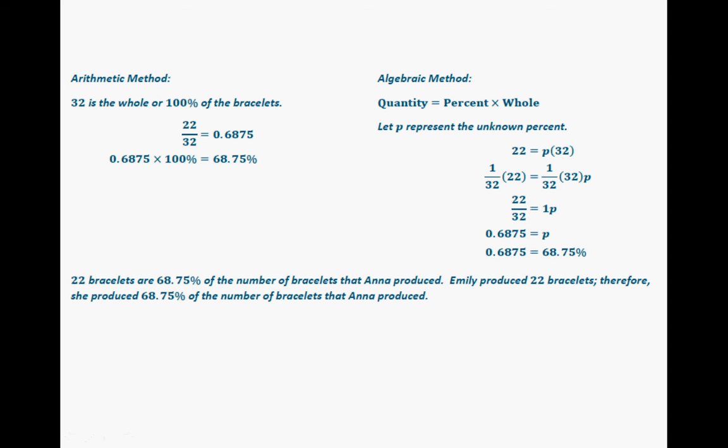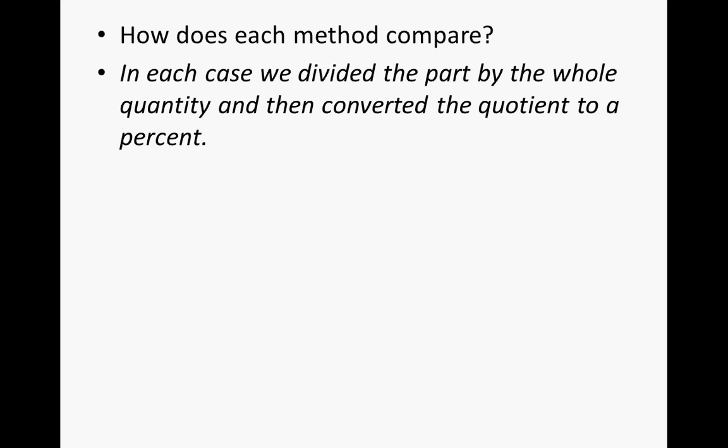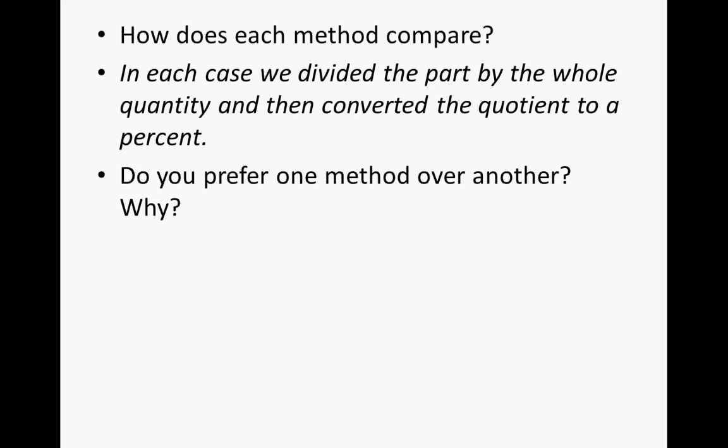So 22 bracelets are 68 75/100% of the number of bracelets that Anna produced. Remember, Anna produced 32 bracelets and Emily produced 22 bracelets. Therefore, she produced 68 75/100% of the number of bracelets that Anna produced. So how does each method compare? In each case, we divided the part by the whole quantity and then converted the quotient to a percent. Do you prefer one method over another, and why?